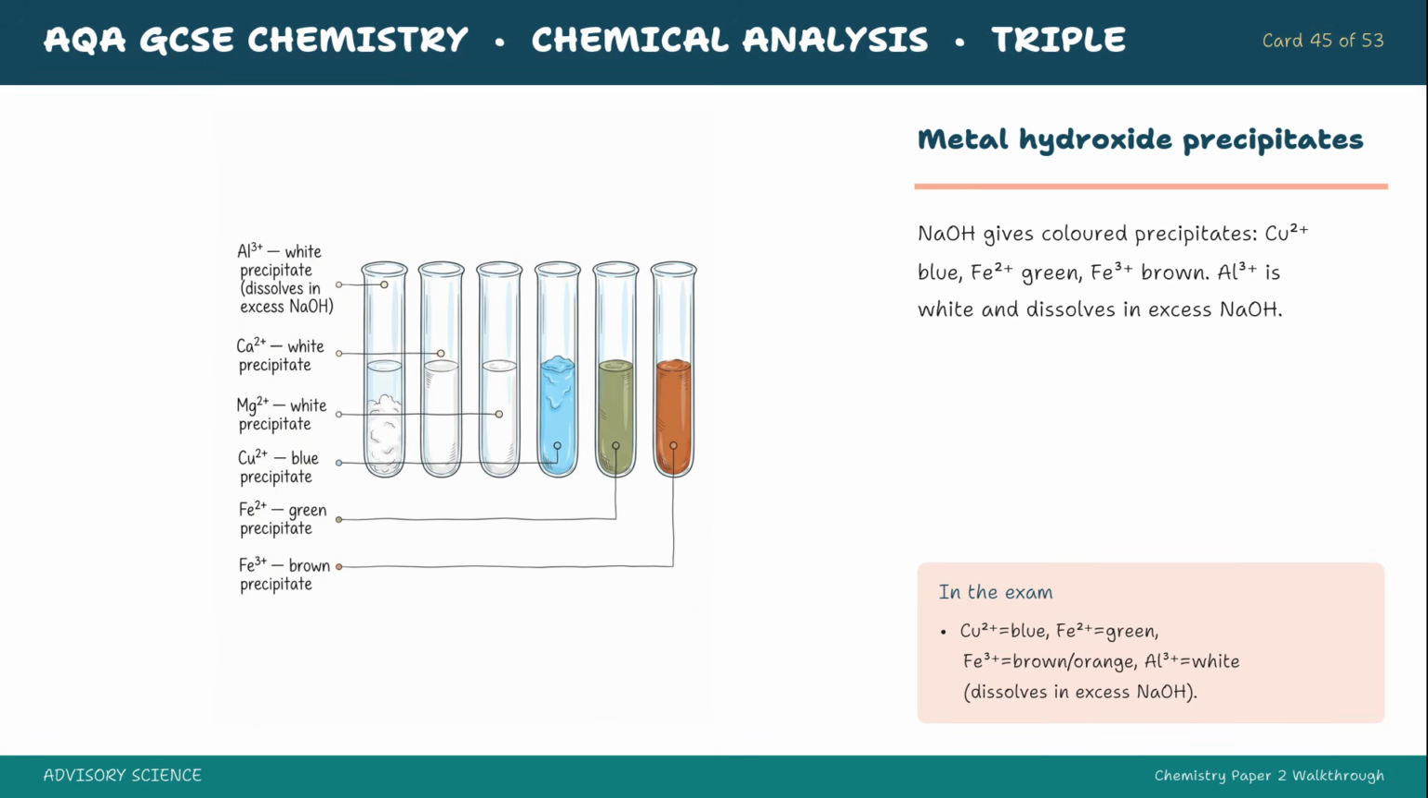In the exam, for the three white precipitates, add excess sodium hydroxide to separate them. Only aluminium hydroxide redissolves. Learn the three coloured ones precisely: copper blue, iron 2 green, and iron 3 brown.